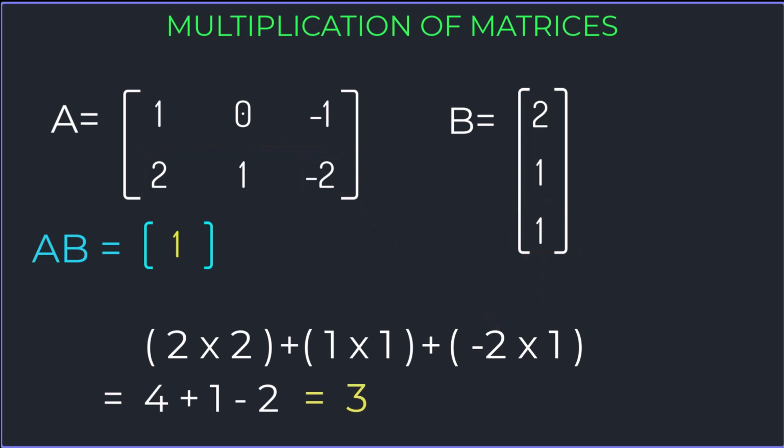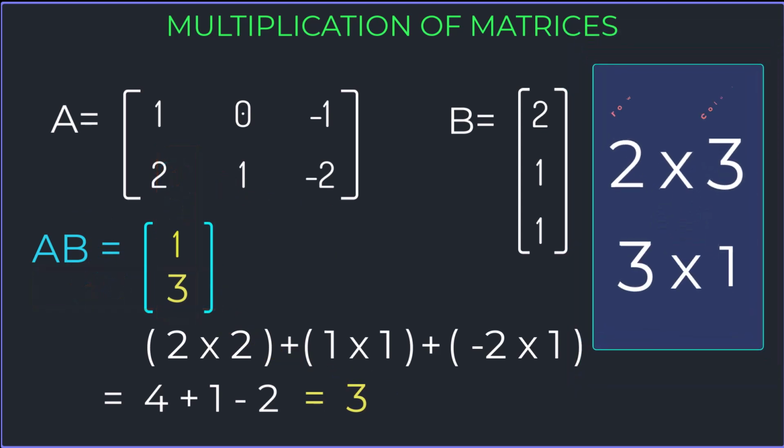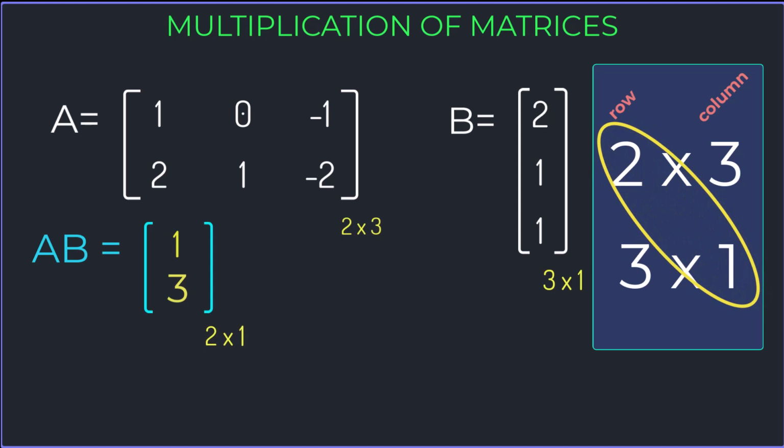Now the question is, where will we write this 3 in the product matrix AB? Remember, we took row 2 of A and column 1 of B to form this number 3. This indicates 3 is the element on the row 2 and column 1 of the product matrix AB. Observe that there are 2 rows in the first matrix A and 1 column in the second matrix B. Hence, there will be 2 rows and 1 column in the product AB.